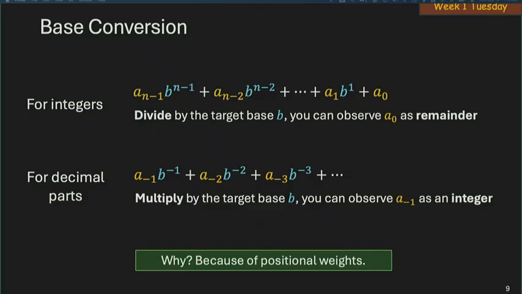For the decimal part, we just go to a negative power. B to the negative 1, b to the negative 2, b to the negative 3. Those are fractional or decimal numbers.